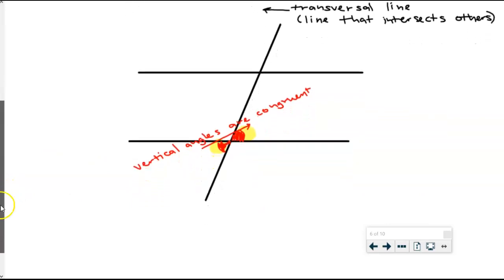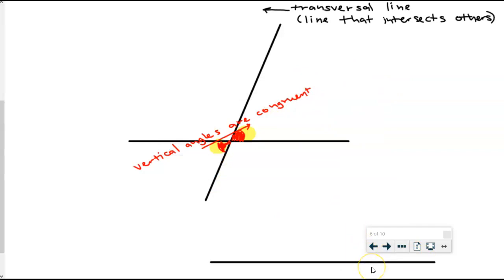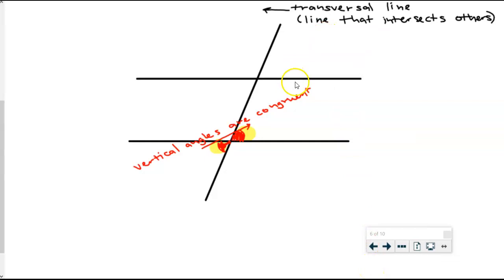So I have a question for you. Do I need to know that these lines are parallel for those vertical angles to be congruent? What if I didn't even have that line? What if it was just like that? Would I still have vertical angles? Yeah. So this is one of those things where knowing that these are parallel lines, that's just kind of a bonus. It's just kind of an extra thing.